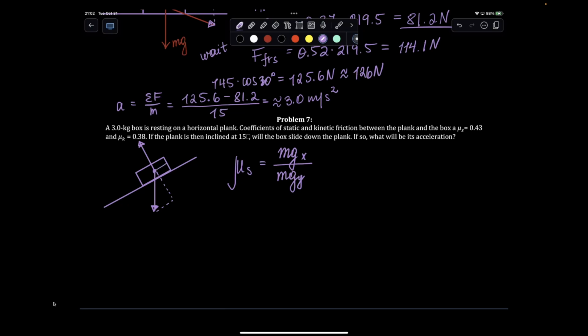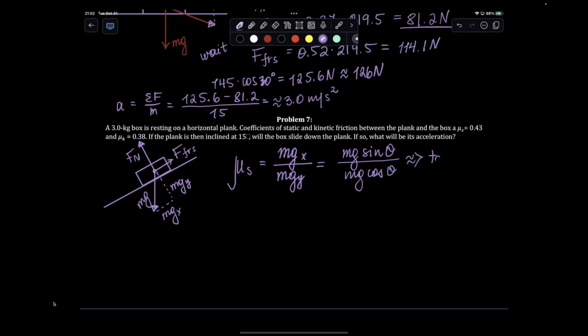And if it's still at rest, you had force of friction, static, equal to mgx. This was mgx, this was mgy, this is the actual mg, this is normal force. That's your free body diagram for an object on an incline that is at rest. Mg sine of theta over mg cosine of theta. Ultimately, that gave us tangent of theta. That was your mu s.